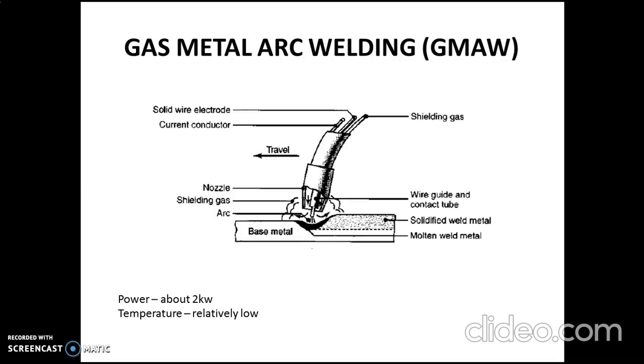The consumable bare wire is fed automatically through a nozzle into the weld arc, and multiple weld layers can be deposited at the joint. Now, the metal in this process is transferred by ways like spray transfer, globular transfer and short circuiting. The power requirement for this process is about 2 kilowatt. Temperature is relatively low. This type of process is suitable for thin sections that may be less than 6 mm thickness. At higher thicknesses there will be incomplete fusion. So this is an easy and common method for ferrous metals in thin sections.